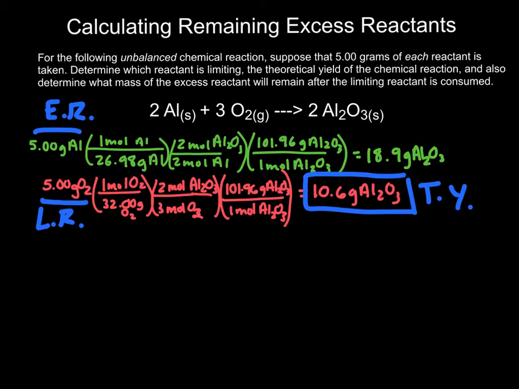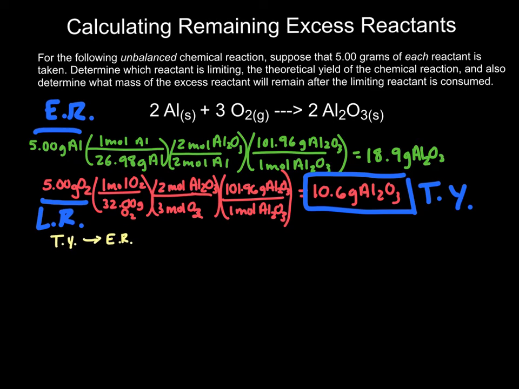How do we find out how much aluminum will be left over once the 10.6 grams of aluminum oxide are produced? In order to solve this part of the problem, we have to start with the theoretical yield. Okay? So we want to start with the theoretical yield, and convert it to the excess reactant to find out how much excess reactant we need. So that's what we're going to do next, okay?